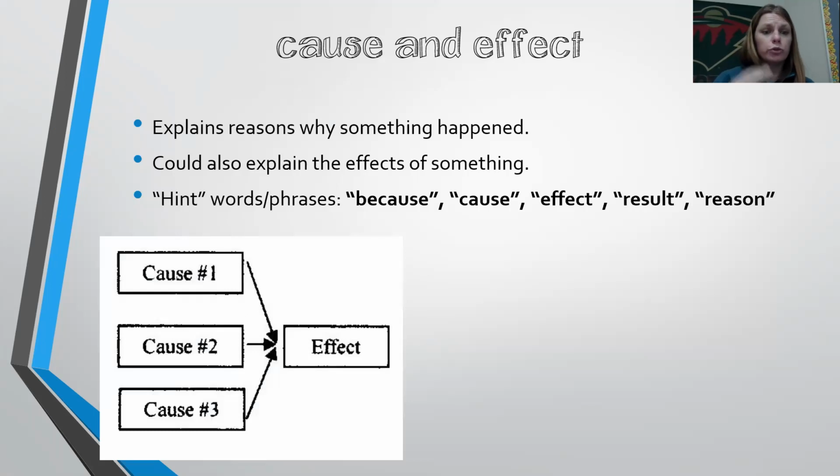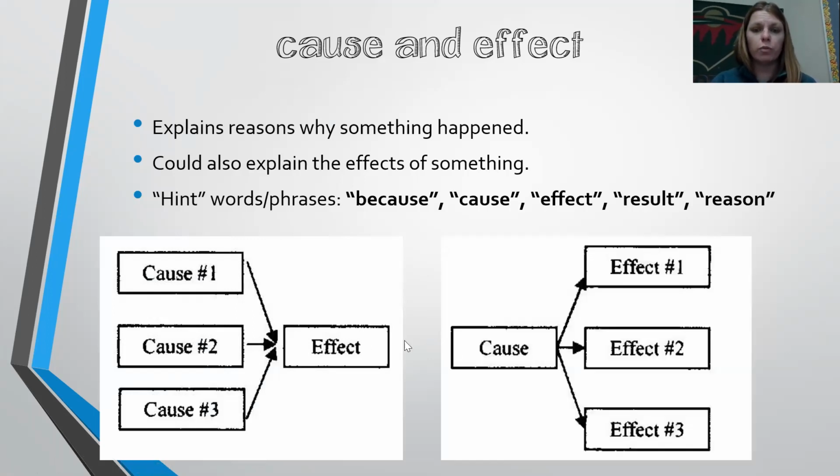So these can go 2 directions. It can either have like a few causes, like 1, 2, 3, and they have one effect. So cause number 1, cause number 2, cause number 3, 3 going into 1 effect. It can also go the other way though. You could also have 1 cause and then here are the 3 effects. And you'll be able to figure that out based on the information in the text. Let's do an example.